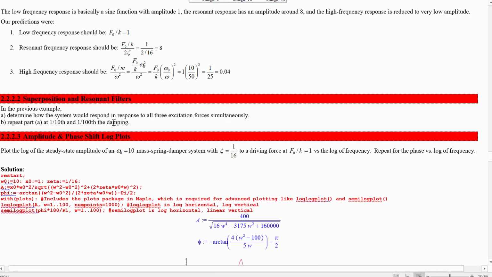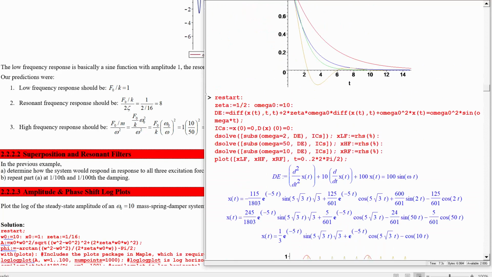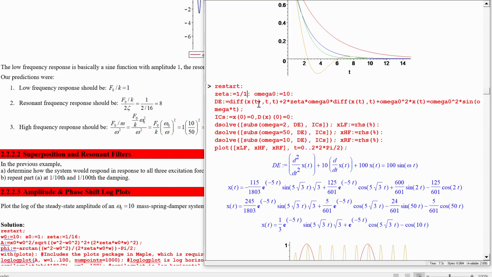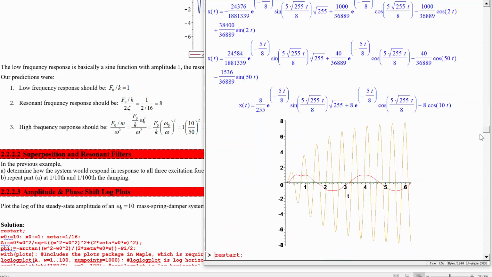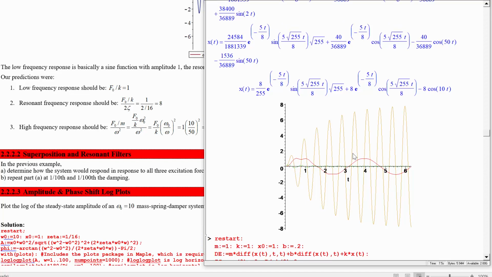So next thing, in this example, determine how the system would respond to all 3 excitation forces simultaneously. So here's some interesting stuff. What do you think we would get if, let's go back to the zeta that we were supposed to have, 1/16, instead of applying these 3 forces one at a time and looking at the individual responses, we were to apply them all at once? I'll give you a hint. It has to do with that linearity thing we were talking about.